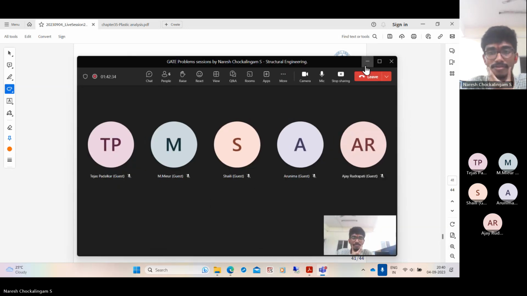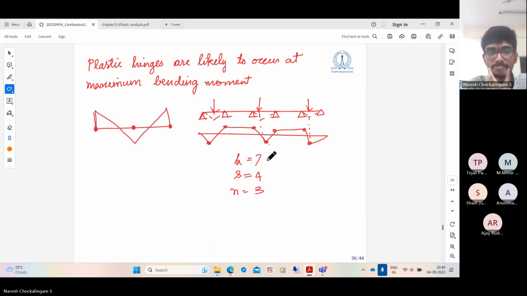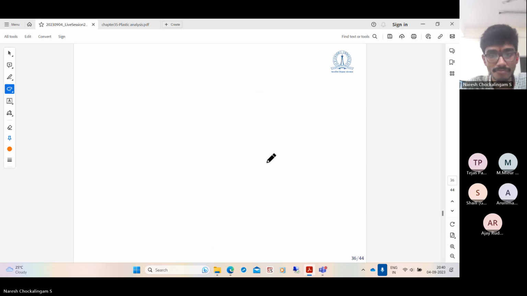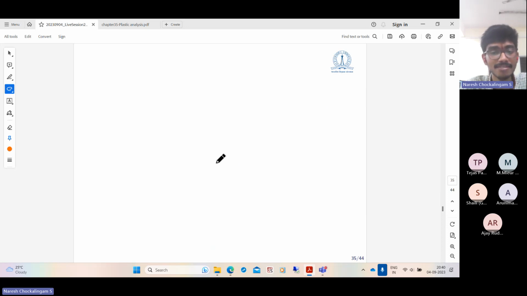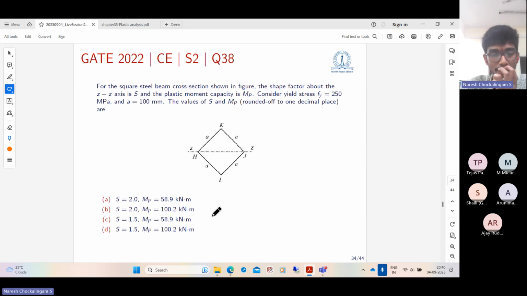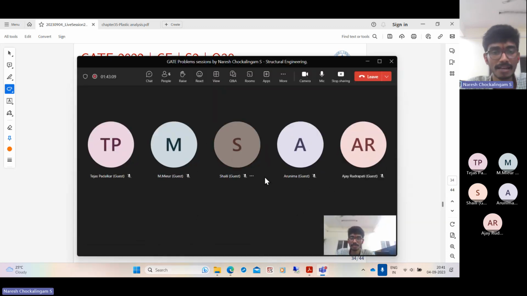Any other doubts? Next time we'll take up this problem, which is centroids, and we still didn't see how to actually find out the plastic moment, right? So to see that, we'll see this problem. So now we know if an MP is given, we can find out the load carrying capacity. But how to find out what MP is, that we'll take up in the next session. If there are no doubts, maybe we can end the session.